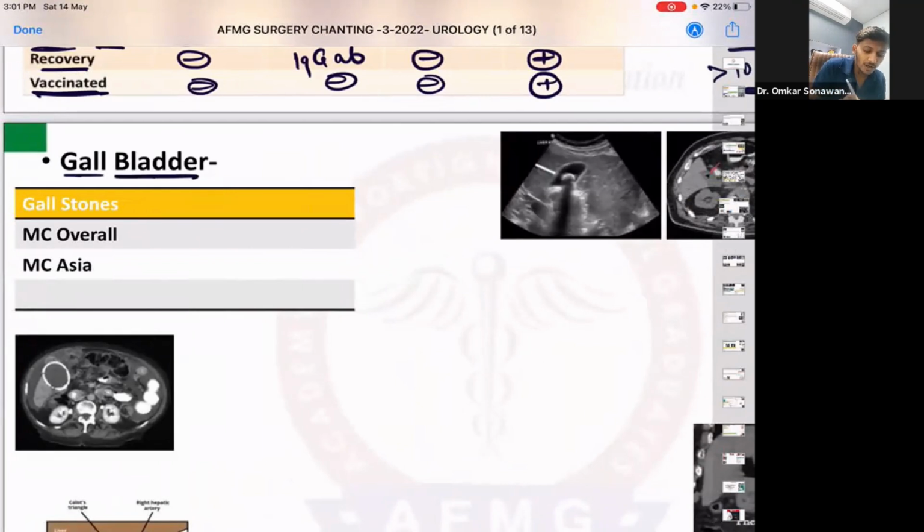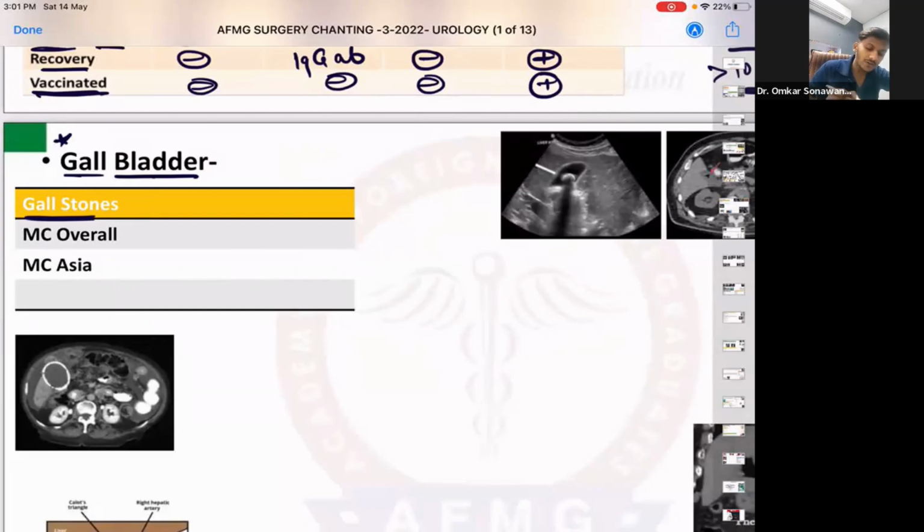Then if I talk about gallbladder, guys, the most common thing that we come across is usually gallstones, also called cholelithiasis. Why are gallstones formed? Usually when there is a lithogenic bile. What do we mean by lithogenic bile? Please remember, lithogenic bile is a stone-forming bile.